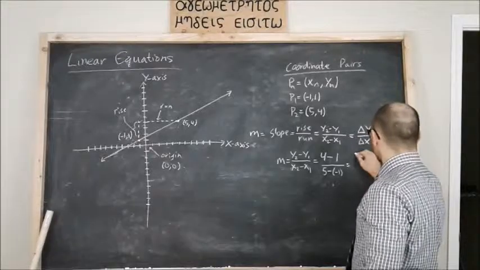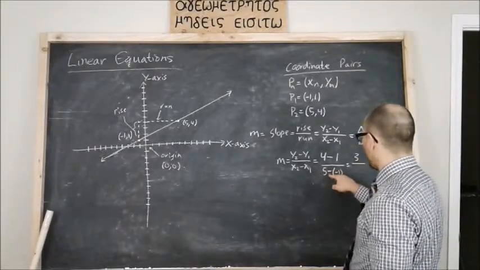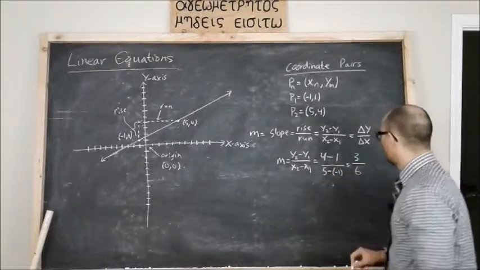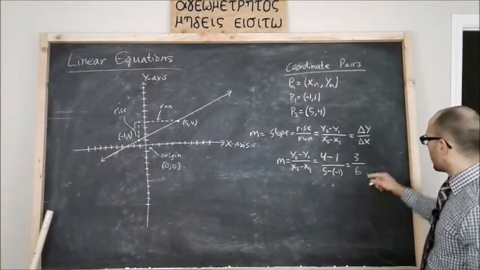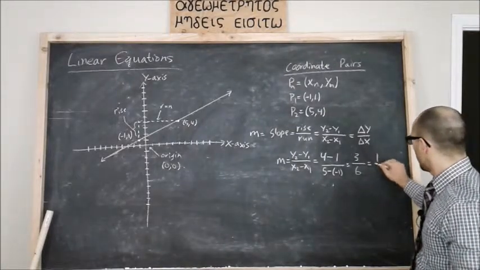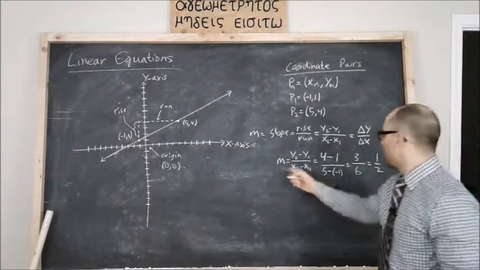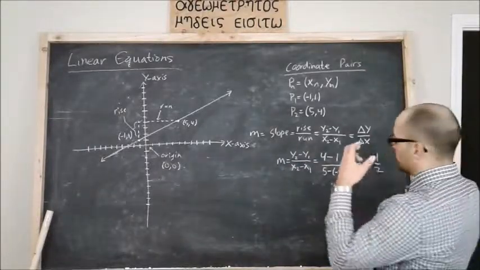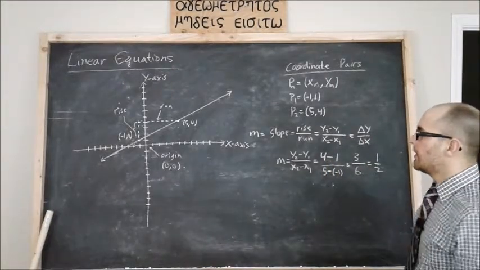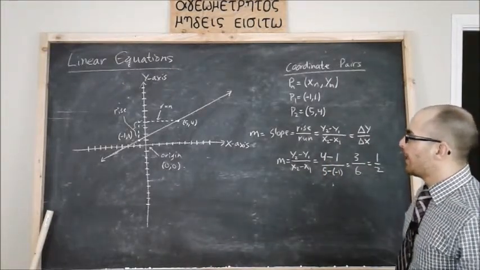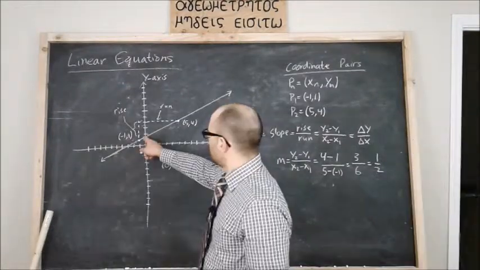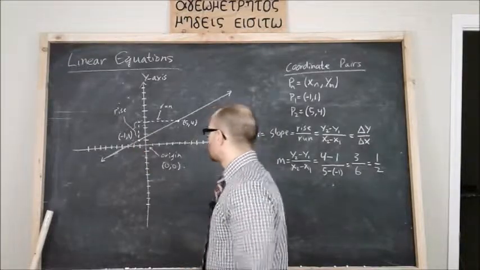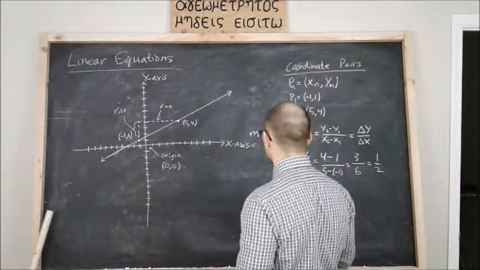Okay, 4 minus 1 is 3. 5, okay, minus a negative is a positive. So 5 plus 1 is 6. Okay, notice I can reduce this fraction to 1 over 2. So my slope is going to be 1/2 in this case. We've discussed what the slope is. Now let's talk about intercepts. This point here, where we cross the y-axis, is called the Y-intercept.